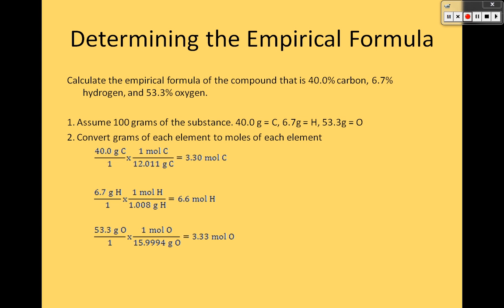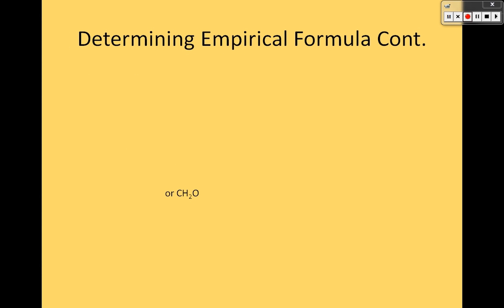And at this point I've run out of space, so I'm going to go on to my next slide, but we'll come back to this data. So, whoops. Well, there's our answer, but that's my mistake. Let's go through and figure out how we would get this. So let's take that idea again. We've got 3.3 moles of carbon, 6.6 moles of hydrogen, and 3.33 moles of oxygen.